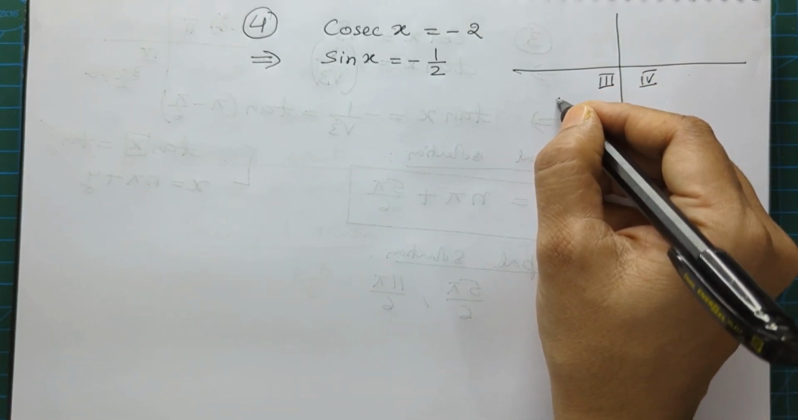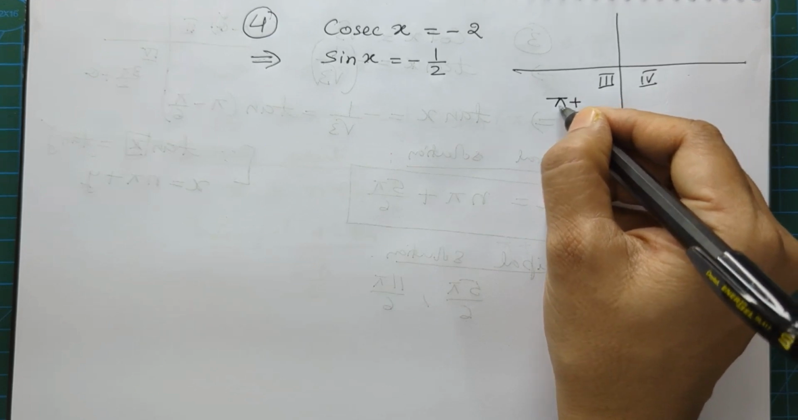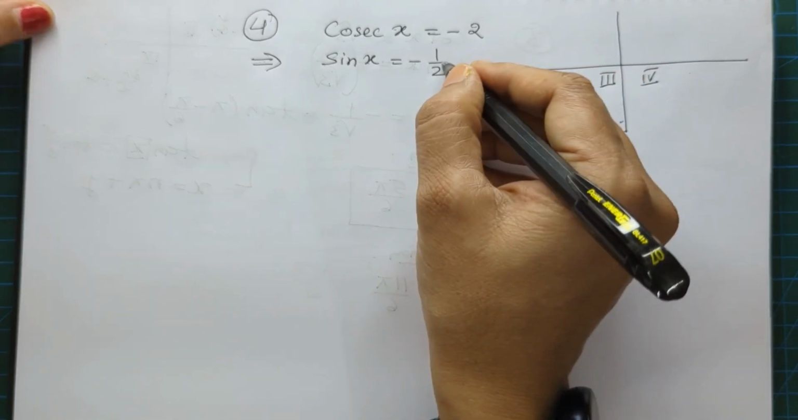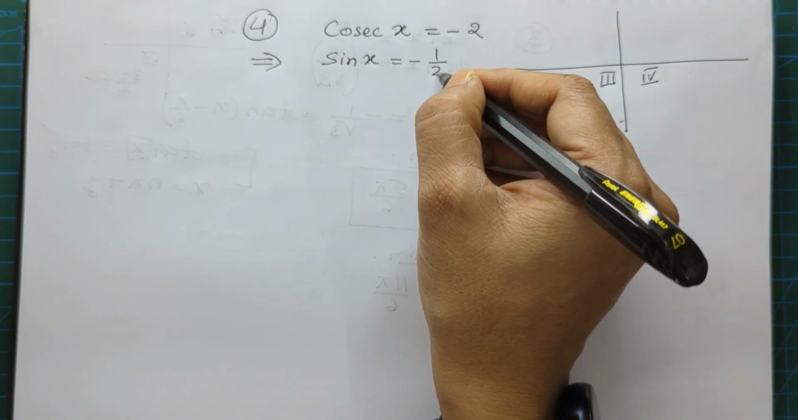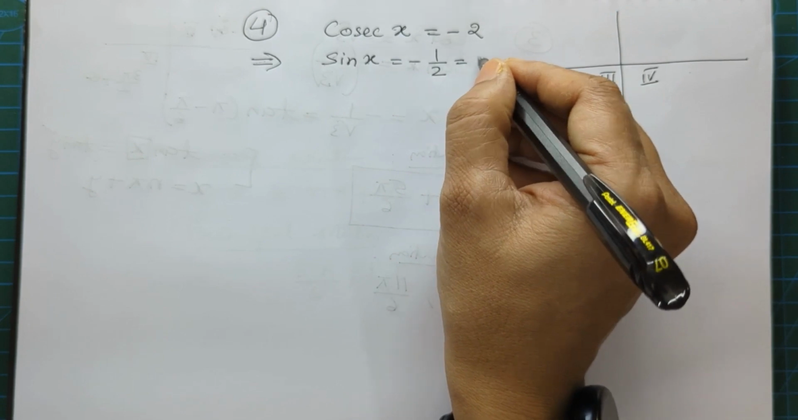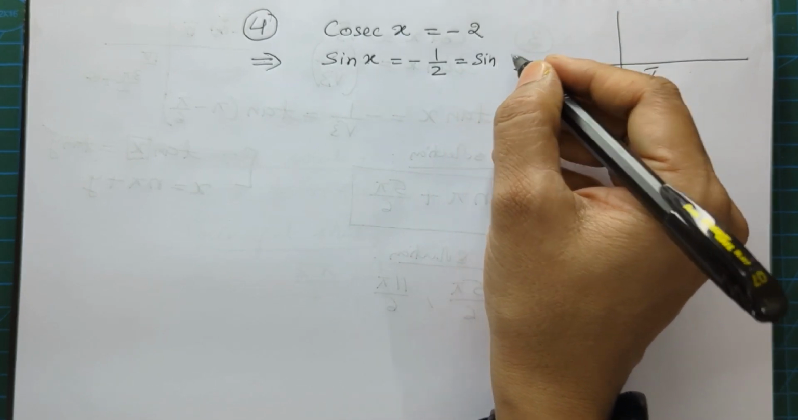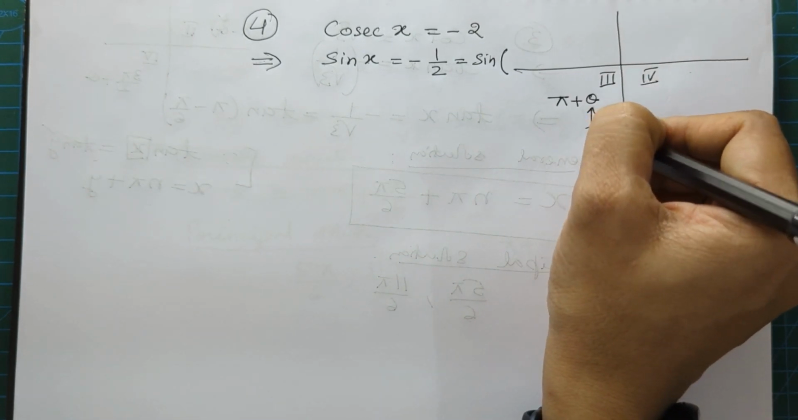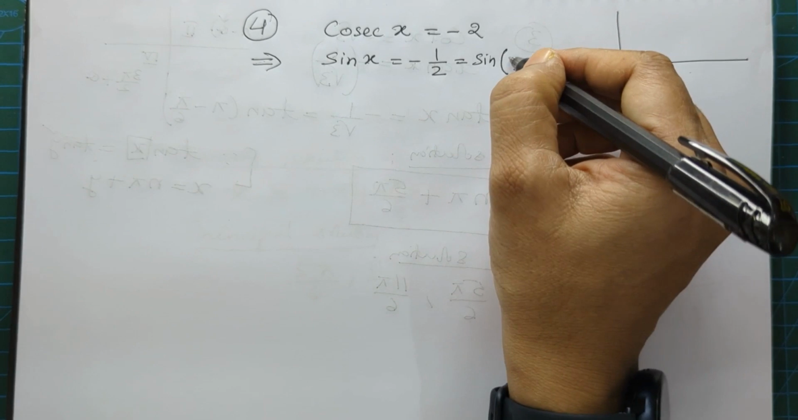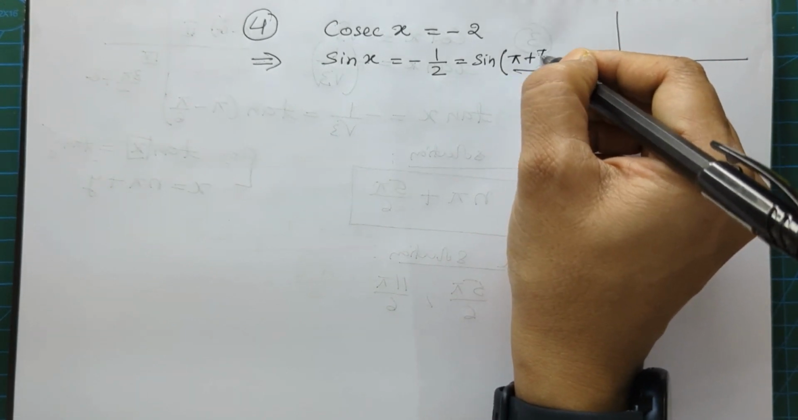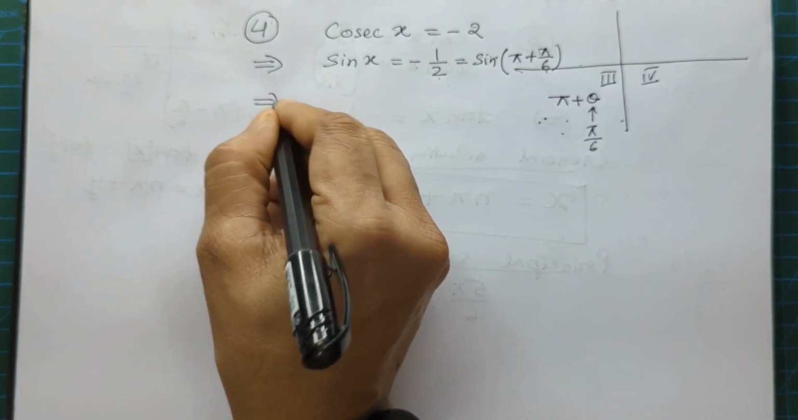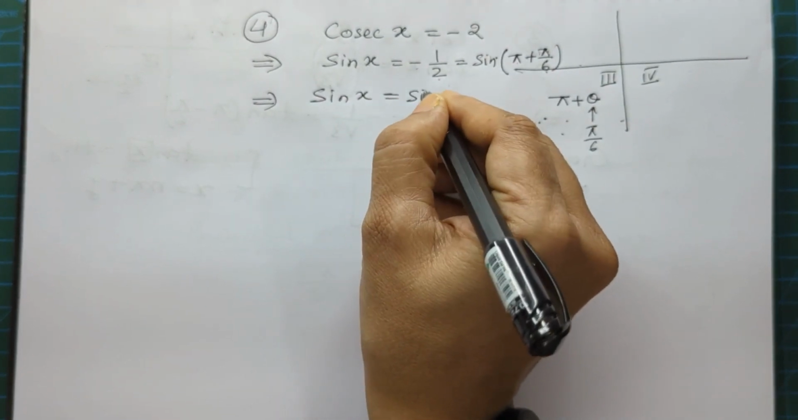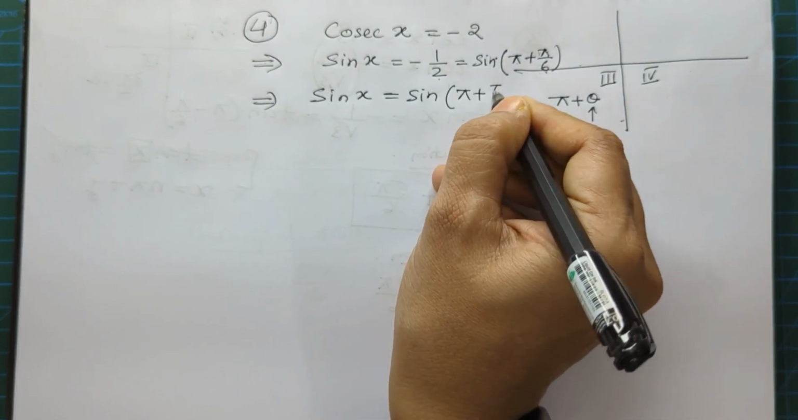In this zone, every angle is in the form of pi plus theta. In this zone, it is pi minus theta. So sine of which angle is 1 by 2? Sine 30. Sine 30 means what? Sine of pi by 6. But how to write this angle? This angle should be written in this form, pi plus pi by 6. So we get this equation in the form sine x is sine of pi plus pi by 6.